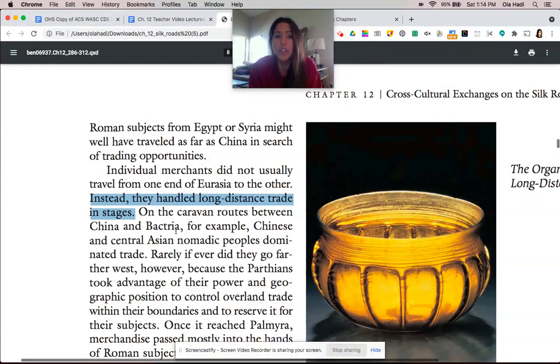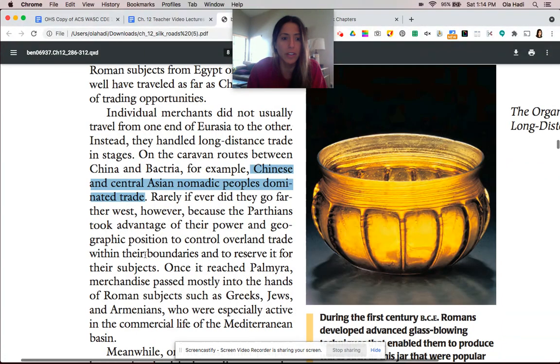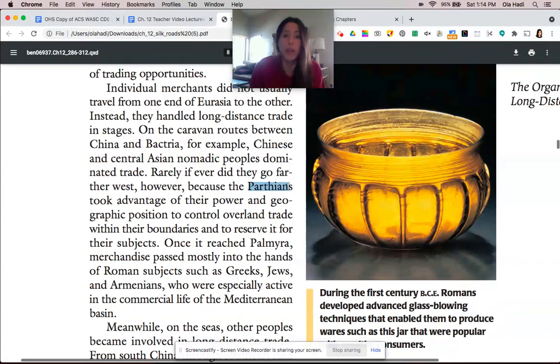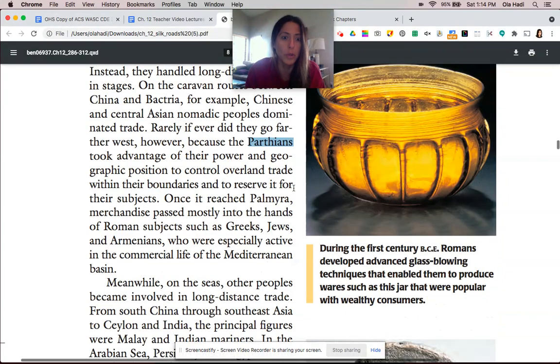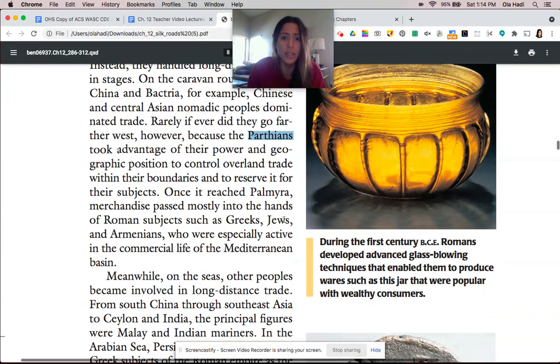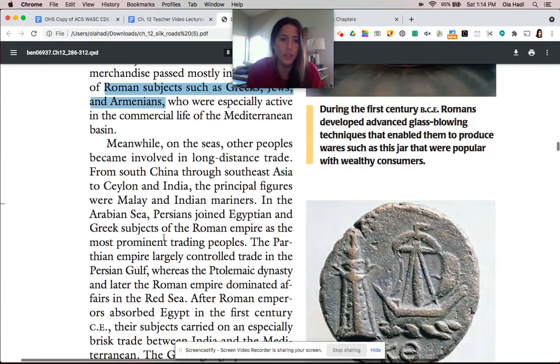So it's important to know who controlled which sections of the trade routes. In China and Bactria, Chinese and Central Asian nomadic people dominate the trade. Then when they went west from there, to what we think of as Persia, you have the Parthians really in control of those roads, overseeing the trade routes. Once you got to Palmyra, you see people from the Roman lands, like Greeks, Jews, and Armenians, on the overland trade routes, controlling those trade routes.